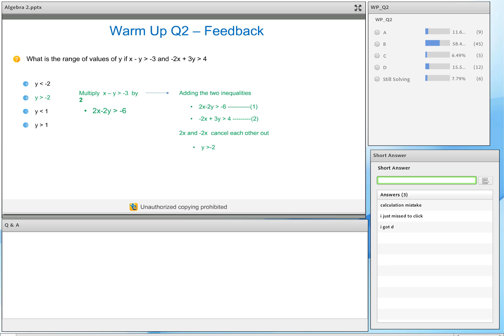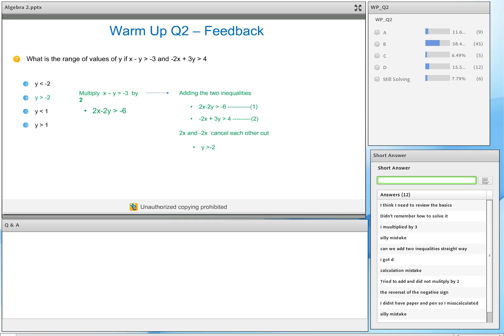Just missed to click. Okay, that's fine. Calculation mistake. What kind of calculation mistake? There aren't that many calculations. I didn't have paper and pen. Okay, I urge everyone to get a paper and pen. Okay, the reversal of the negative sign.